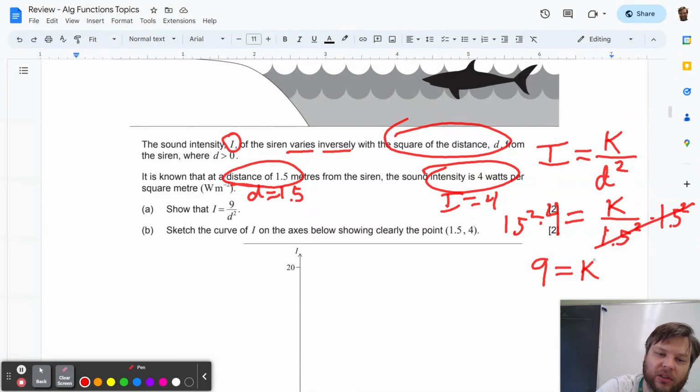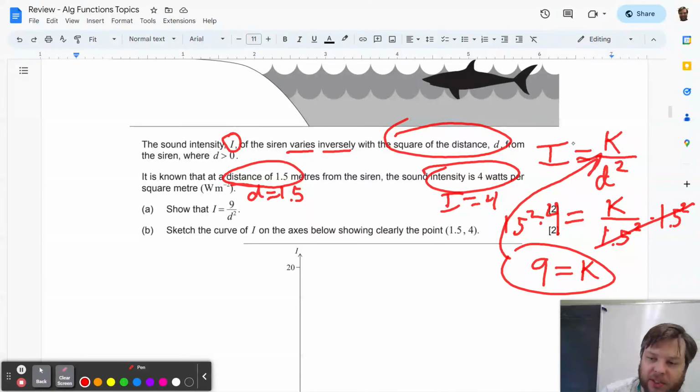So then it says show that I equals 9 over d squared. Well, I just did. 9 is the k value. 9 is over d squared. So we have our equation I equals 9 over d squared.